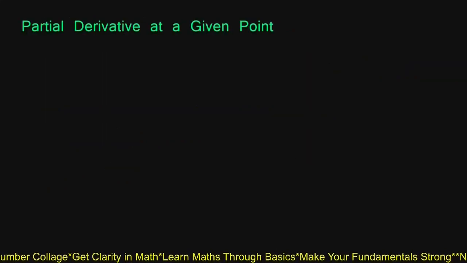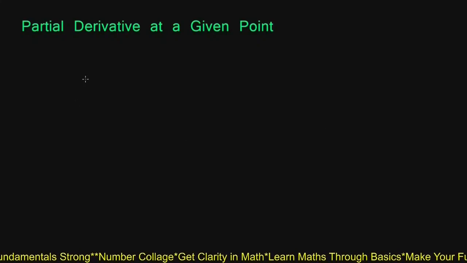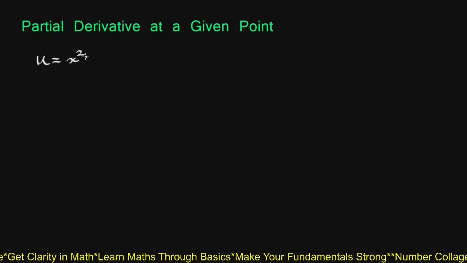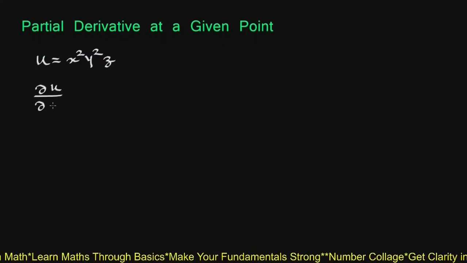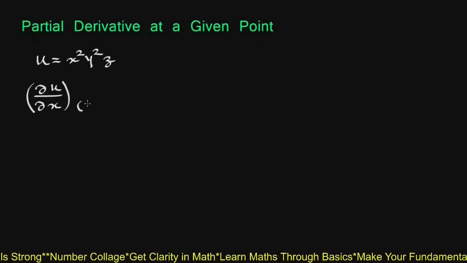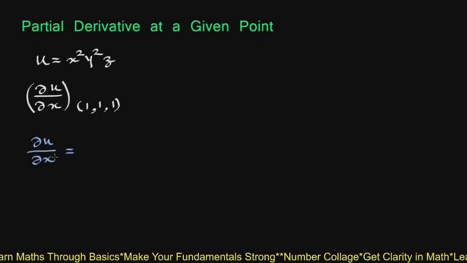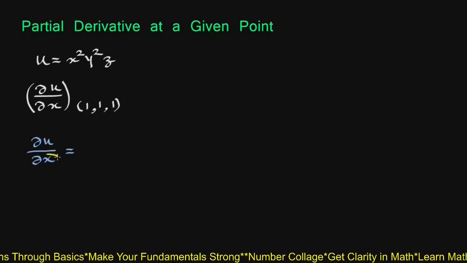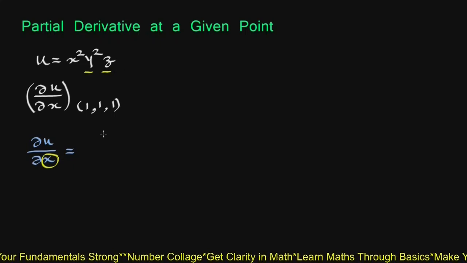How to find value of partial derivative at a given point. Suppose a function u is x²y²z, and we have to find partial u by partial x at a point (1, 1, 1). First, ∂u/∂x will be, since we are finding partial derivative with respect to x, we have to treat y and z to be constants.